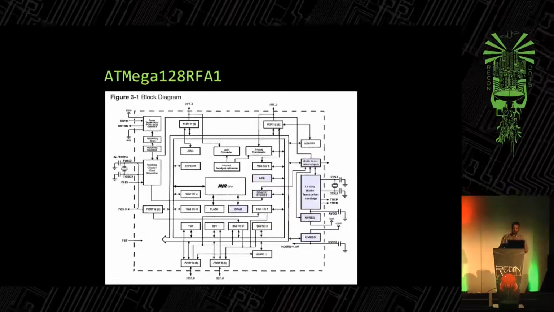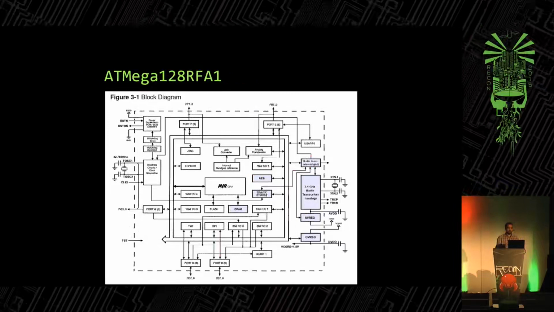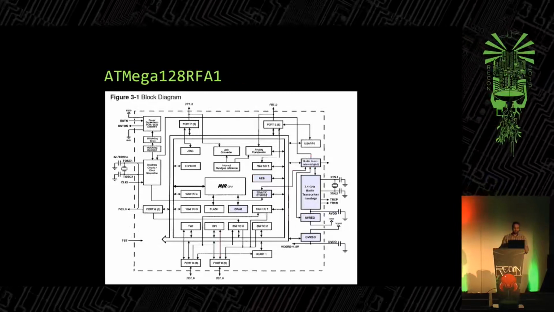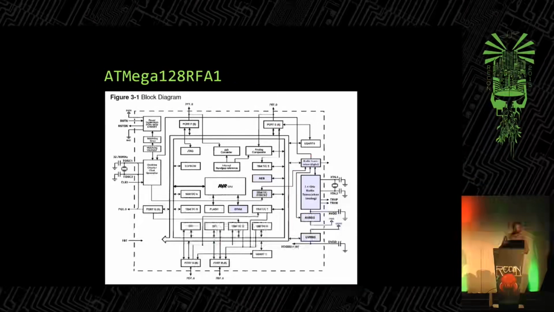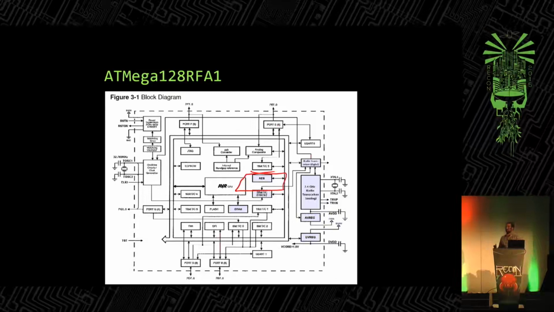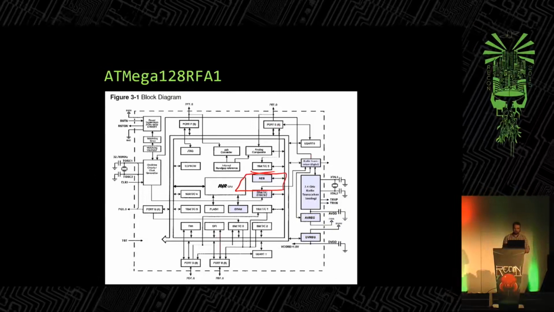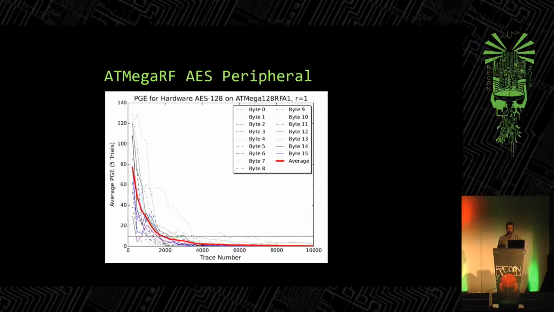The second part of the attack is looking at the 15.4 system on a chip. It has a hardware AES peripheral. So the question is, can we attack that with side channel analysis? Does it leak? In this case, the answer is yes, it does, basically.